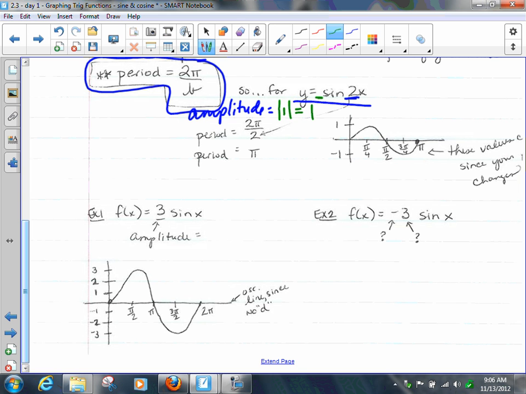Okay? Is this curve going to be reflected? Yes or no? Will it rotate downwards? How do you know? Because it's positive. Okay, so it's not reflected. The amplitude is 1. And the period, which is 2 pi divided by that number, what's 2 pi divided by 2? Pi. So that means the length of the curve is going to be 0 to pi, not 0 to 2 pi.